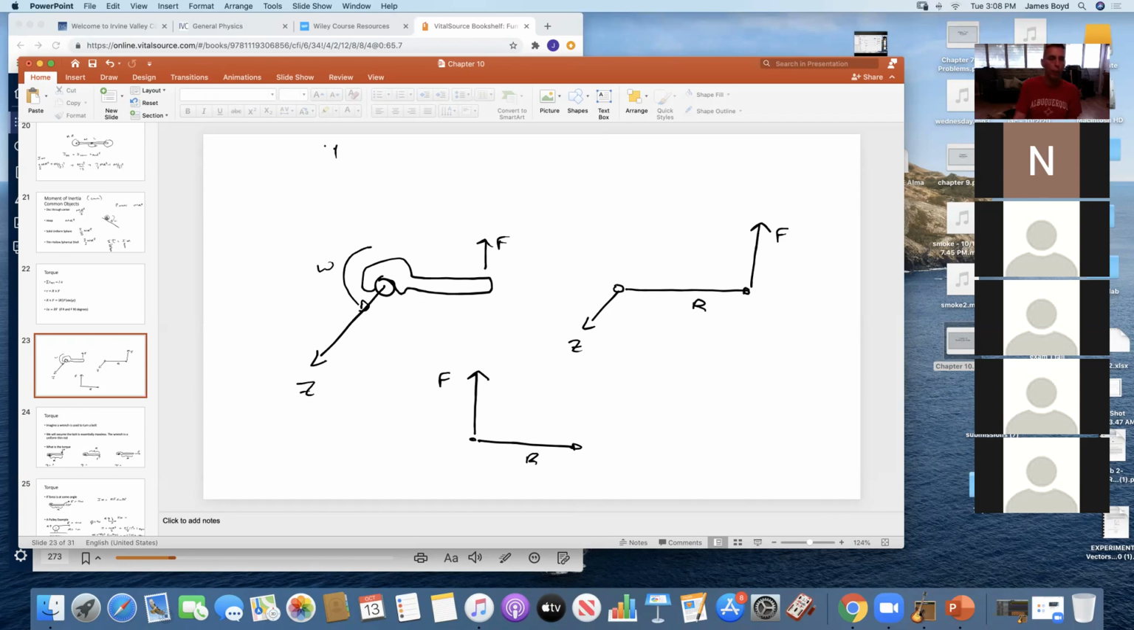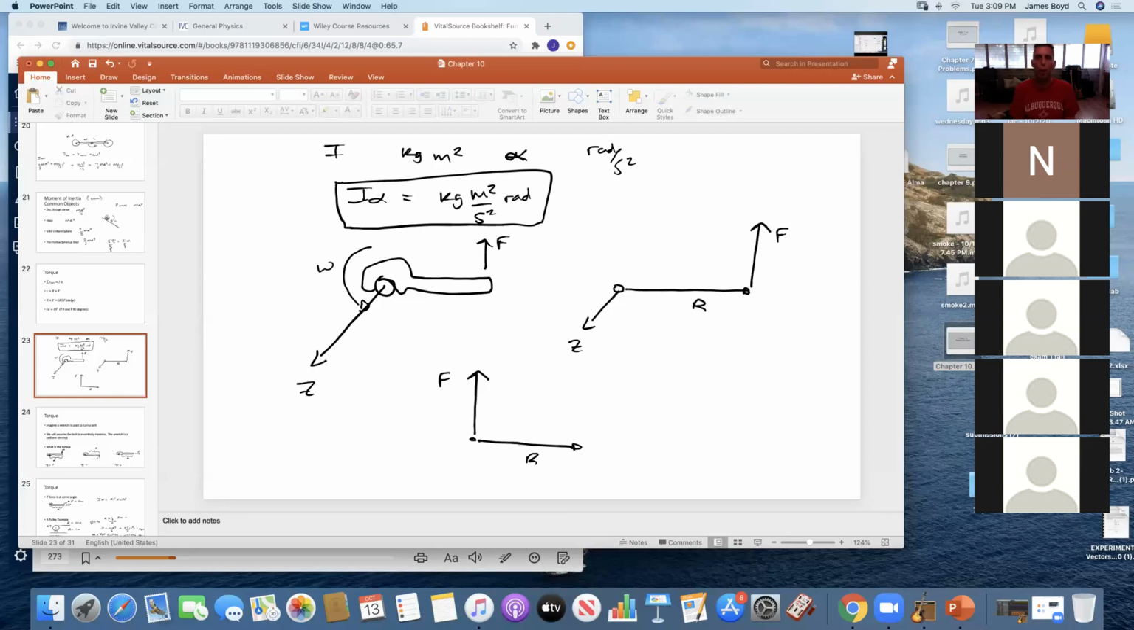Now, we said that I had units of kilograms meters squared. And we know it's being multiplied by alpha, which was rads per second squared. So I alpha is going to be kilograms meters squared over second squared times rads. I want you to look at this though. This is super important if you're still here and paying attention. Please pay attention to this. That right there is kilograms meters per second squared times meters times rad. Rads are not units, but these are.